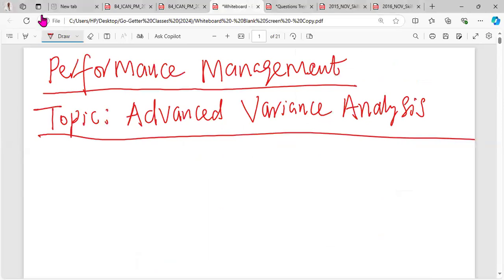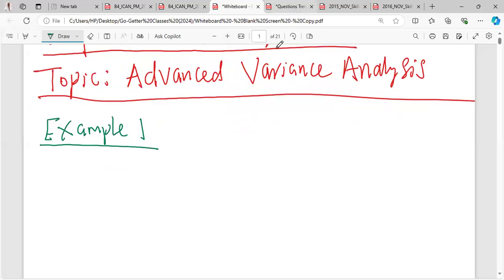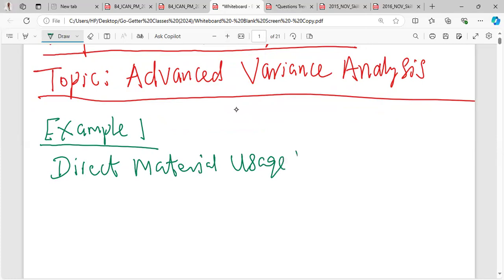Let's call this example 1. Example 1. Okay, so we have usage variance. Direct material usage variance.